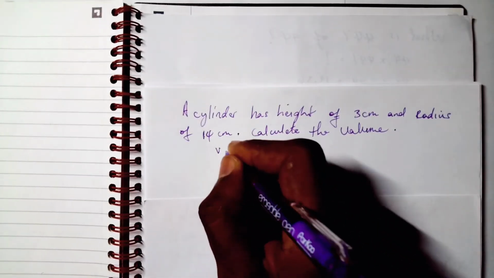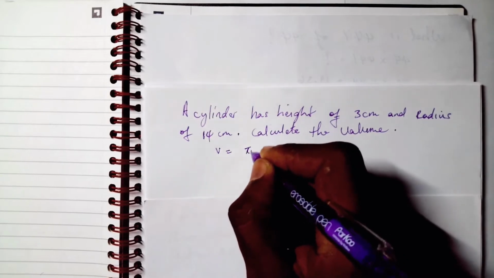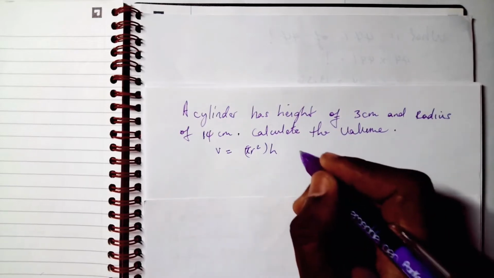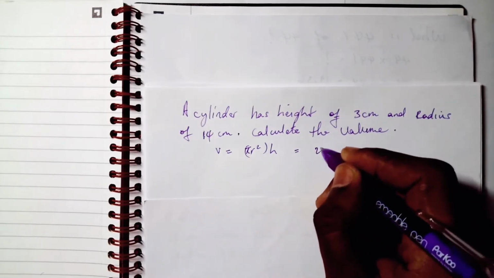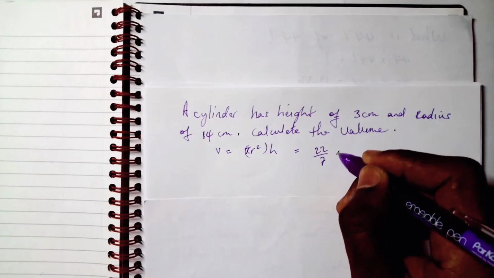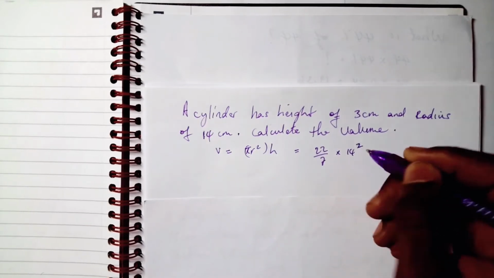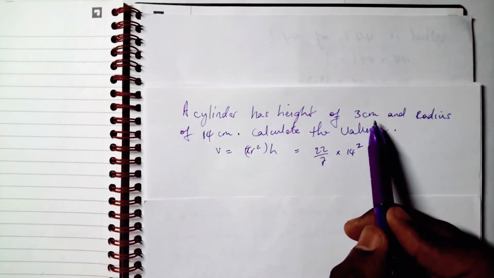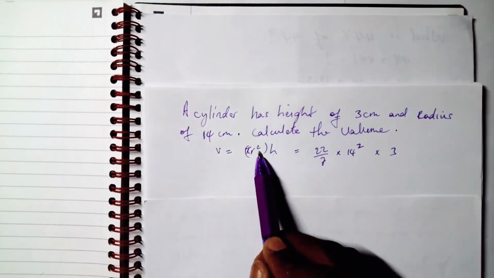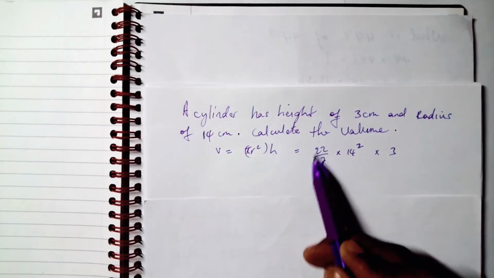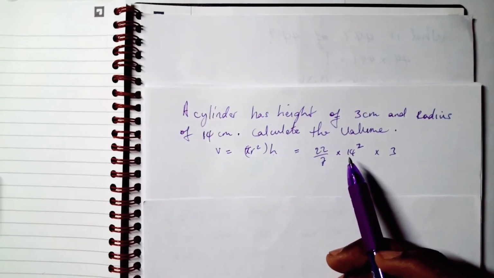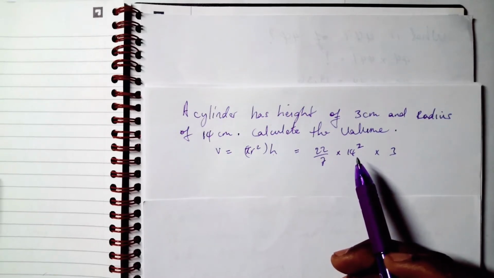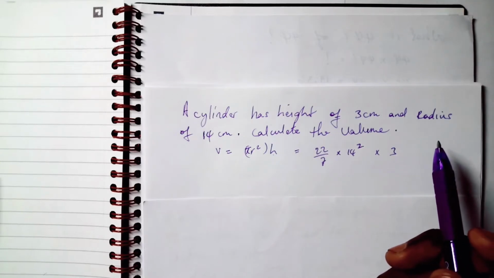So the formula is, of course, V is equal to pi r squared times height. And we're given the radius, so it's going to be 22/7 multiplied by 14 squared multiplied by 3. Because 3 is the height, r squared, 14 squared. 22/7 is pi. So let us begin by multiplying out everything and see what we get.